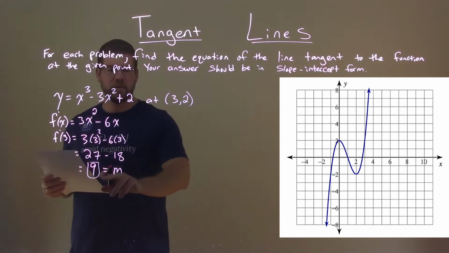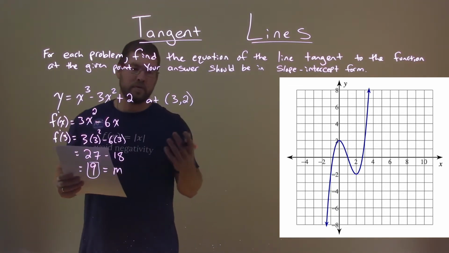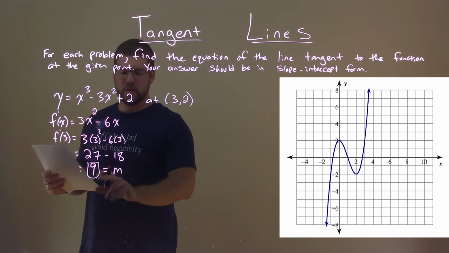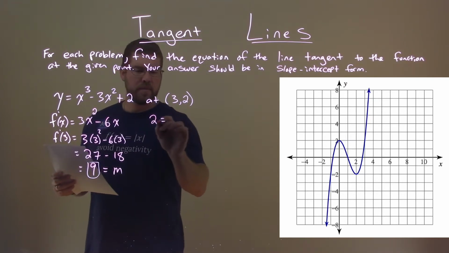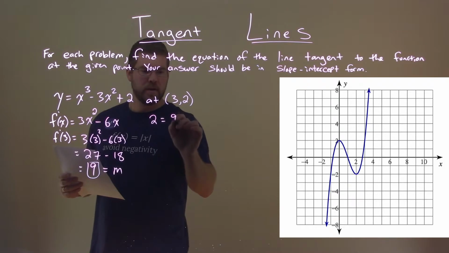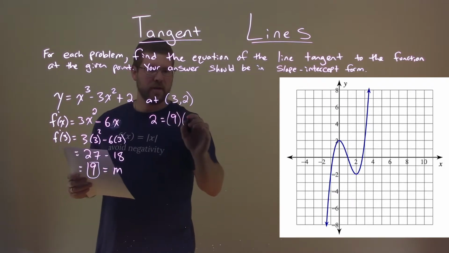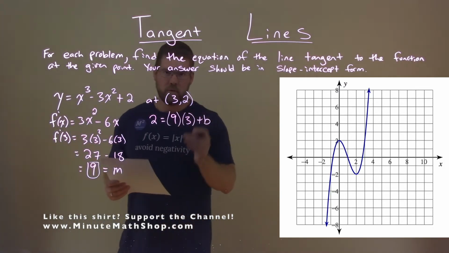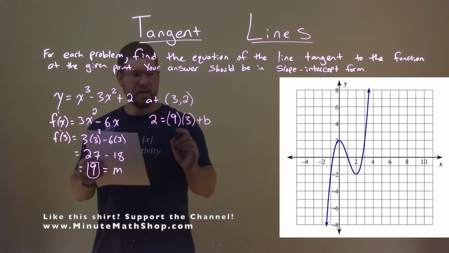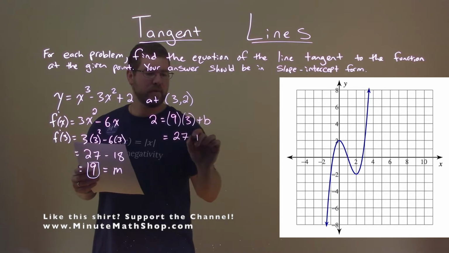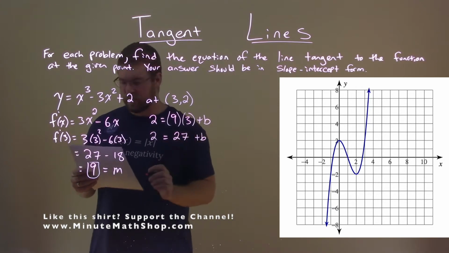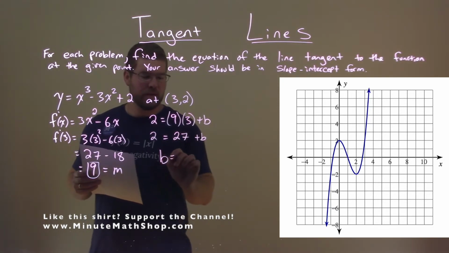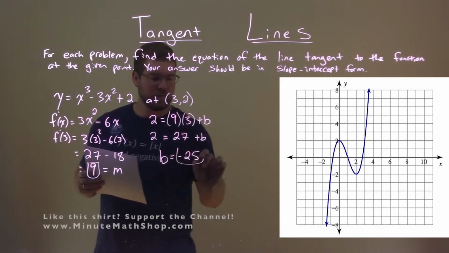The process now is just like we normally do with the equation of a line. We have our slope, and we need to use our y equals mx plus b form. So we use the coordinate point and the slope: 2 in for y equals our slope 9 times the x value, which is 3, plus b. Now we're solving for b. 9 times 3 gives us 27 plus b equals 2. Subtract 27 from both sides, and b equals negative 25.